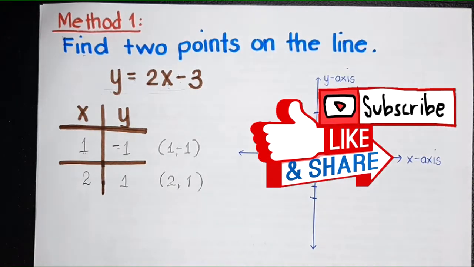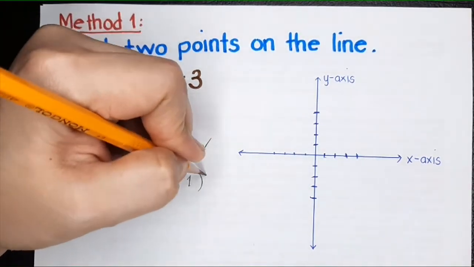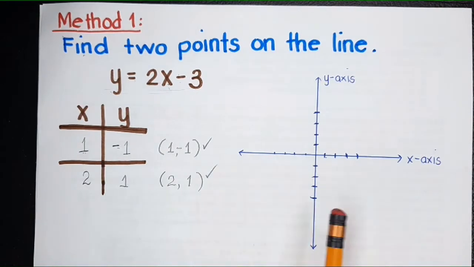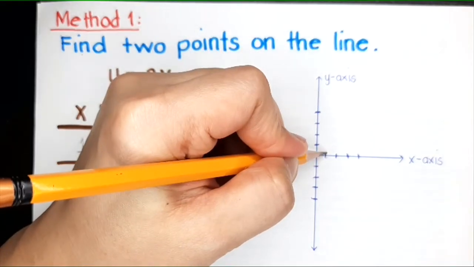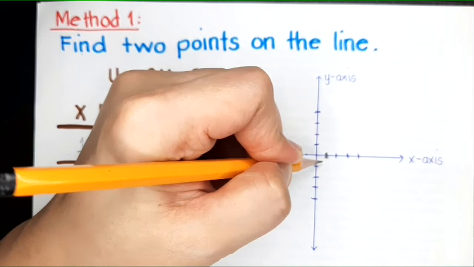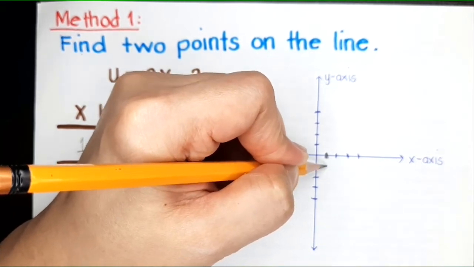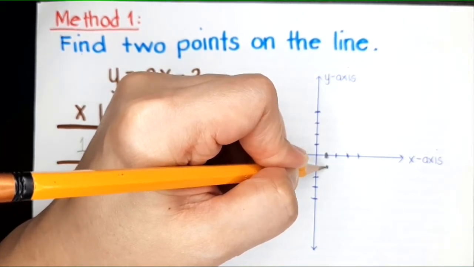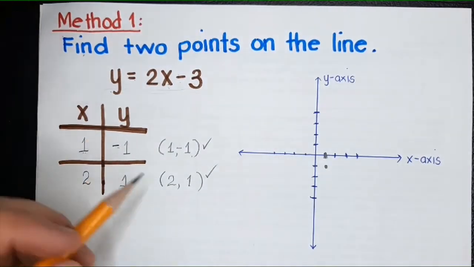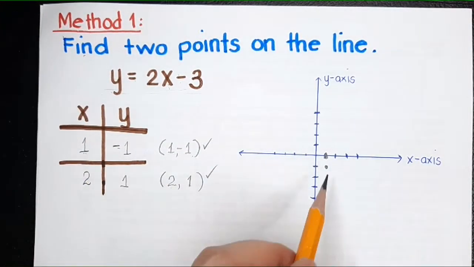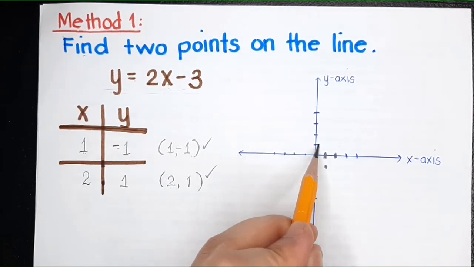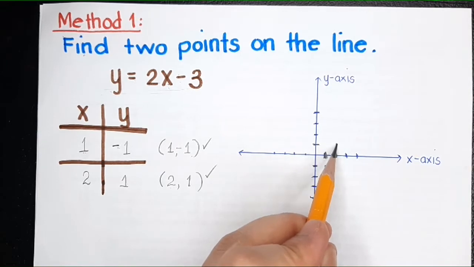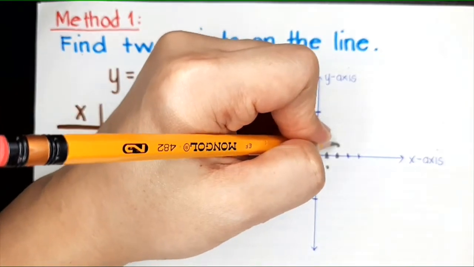Ganun lang. Okay? So, ilolocate nyo lang itong 2 points na ito dito sa ating Cartesian plane. Okay? So, where is 1, negative 1? So, here, 1. Diba ito yung 1? And ito yung negative 1. So, here, this is the point 1, negative 1. And then, you locate 2, 1. So, where is that? 1, 2. This is 2. And then, this is 1. So, the point 2, 1 is here.